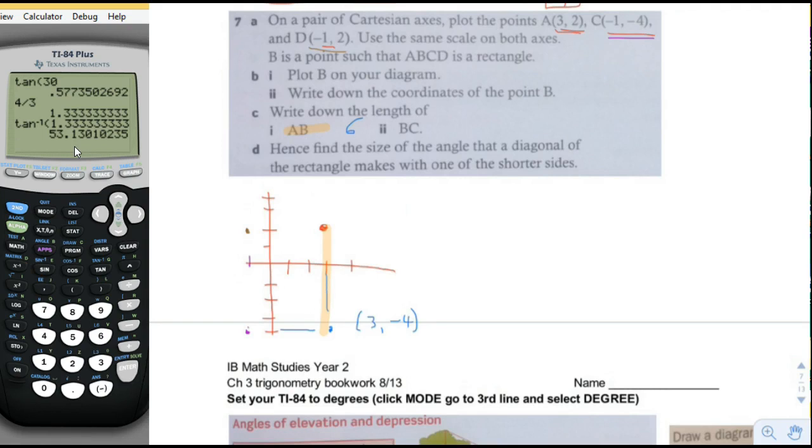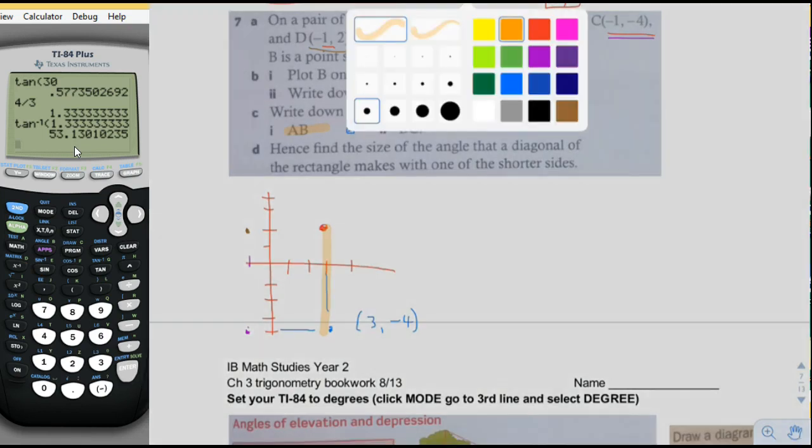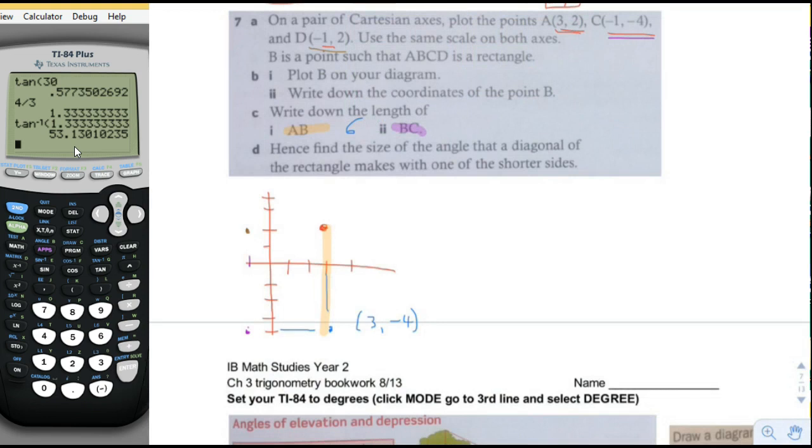What about BC? BC would be point 3, -4 to -1, -4. So it would be that line. So how long is that line? Looks like it's 1, 2, 3, 4.